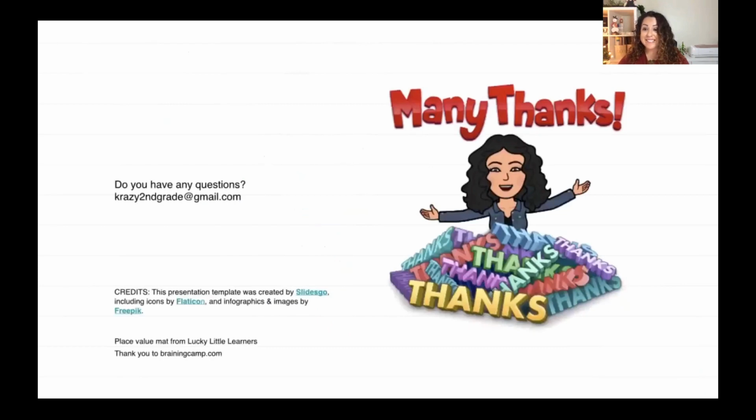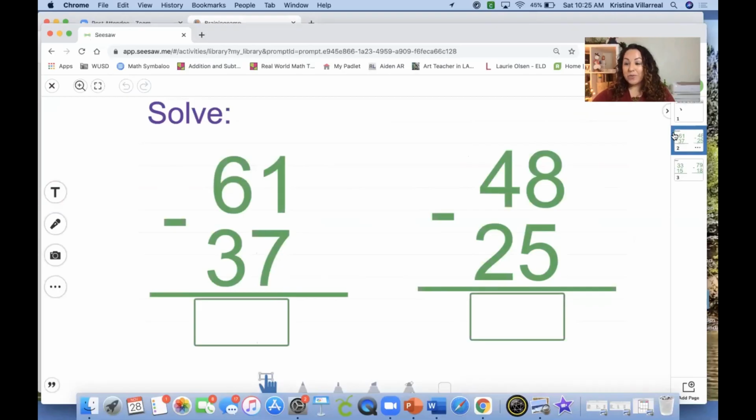And that's it for today. I know that that was a lot. We're going to continue this lesson tomorrow, but I do want you to practice some of your Seesaw assignments on your own. So let's take a look at what your Seesaw assignment is today. Okay, so for your Seesaw assignment today, I have 2 problems on one page. I have 61 take away 37 and 48 take away 25.